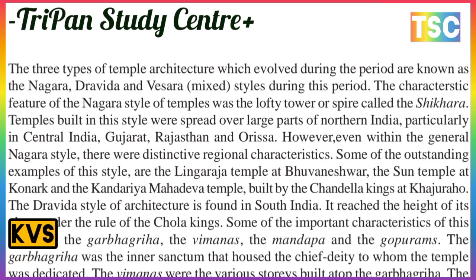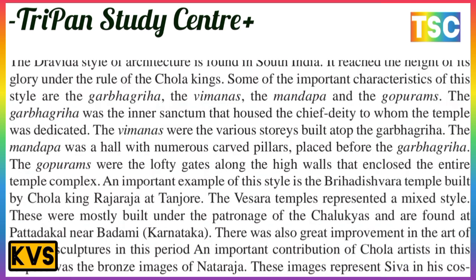Some of the important characteristics of this style are the Garbhagriha, the Vimana, the Mandapa and the Gopurams. The Garbhagriha was the inner sanctum that houses the chief deity of the temple. The Vimanas were the various storeys built above the Garbhagriha, and the Mandapa was a hall with carved pillars placed before the Garbhagriha. The Gopurams were lofty gateways along the high walls that enclosed the entire temple complex. An important example of this style is the Brihadeeswara temple, built by the Chola king Rajaraja at Tanjore.